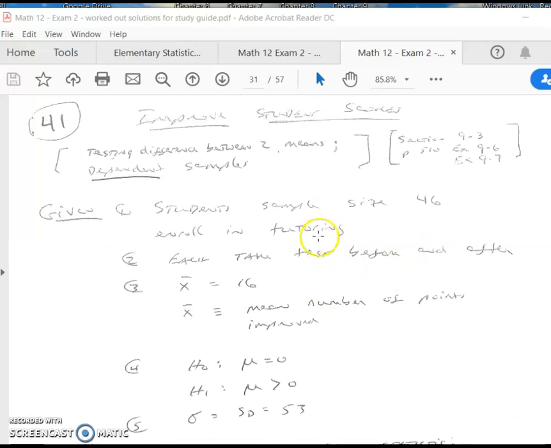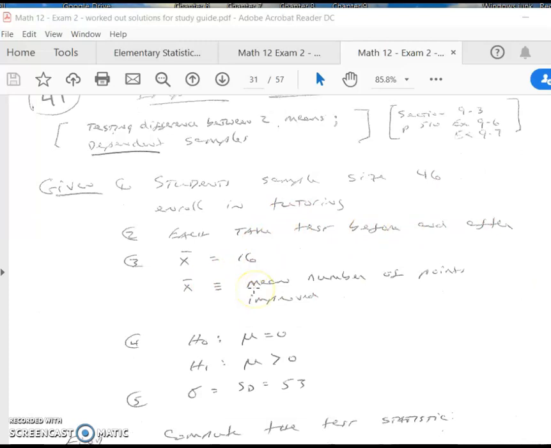So here's what we're given. This is the information we're given. I always have the same structure. I have a given, then find, and then I have a discussion or a dictionary, depending upon the problem. So given, students' sample size is 46, enrolled in the tutoring. Each take the test before and after. X bar is equal to 16.